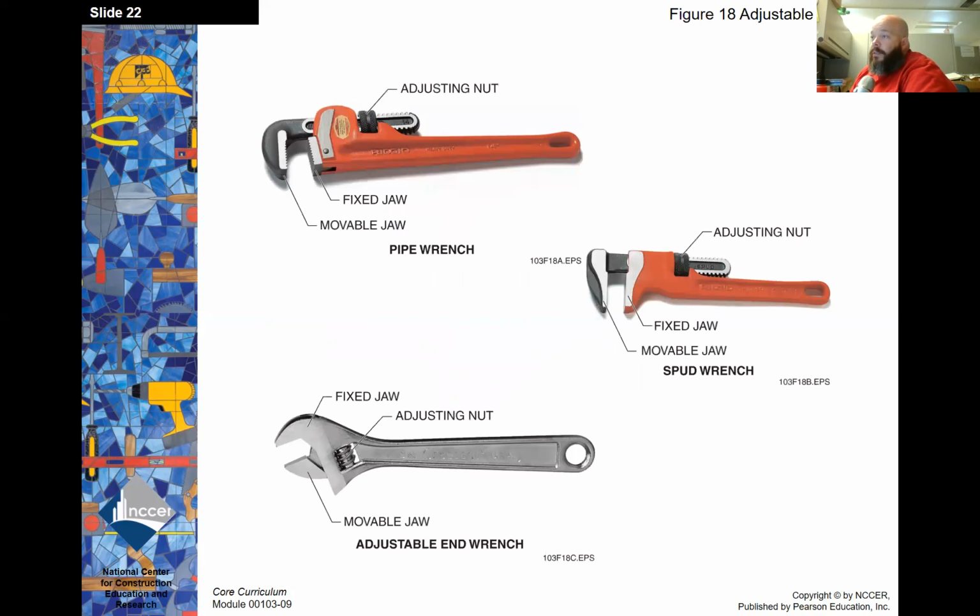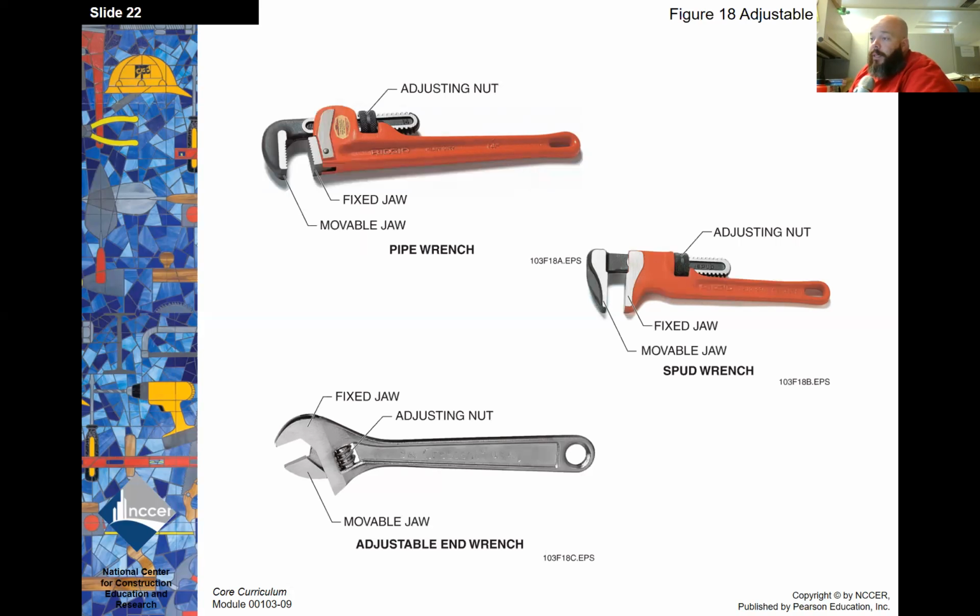Okay, so on the top we have a pipe wrench there. This is for gripping pipe fittings and steel pipe. A spud wrench. Notice a spud wrench has flat jaws on either side that aren't serrated. So it's going to grip onto a specific part, whereas the pipe wrench has serrated teeth to help it hold onto the pipe. And then the adjustable end wrench, which a lot of times people refer to as a crescent wrench, which again is a brand name.